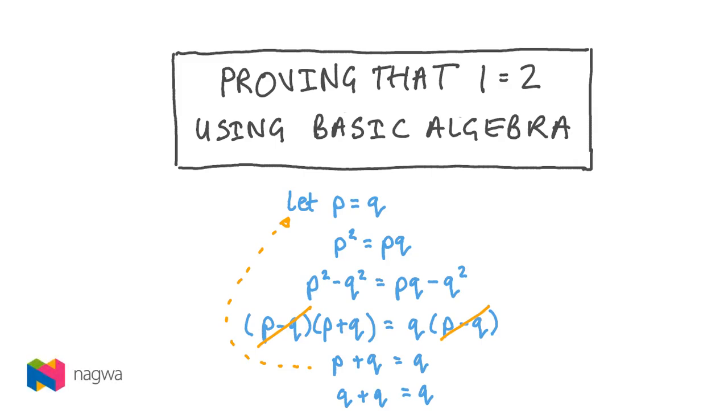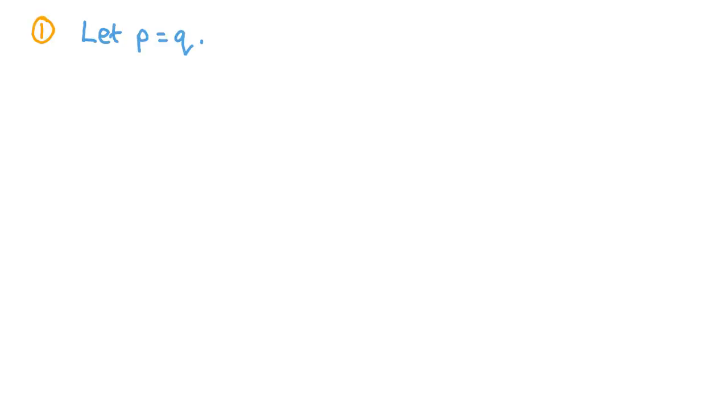In this video, we're going to be using some basic algebra to prove that 1 is equal to 2. Well, maybe. First of all, let's define two variables, p and q, and we'll say that the value of p is equal to the value of q. Now that gives us the equation p is equal to q.